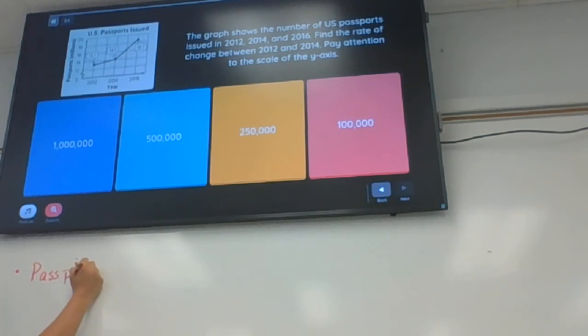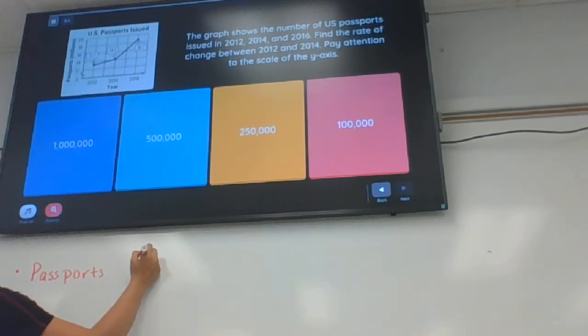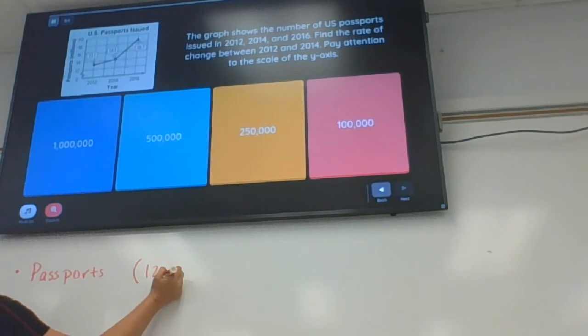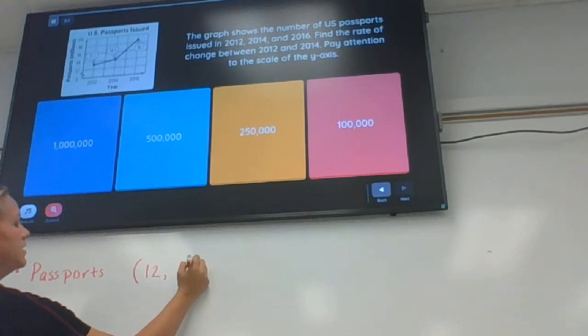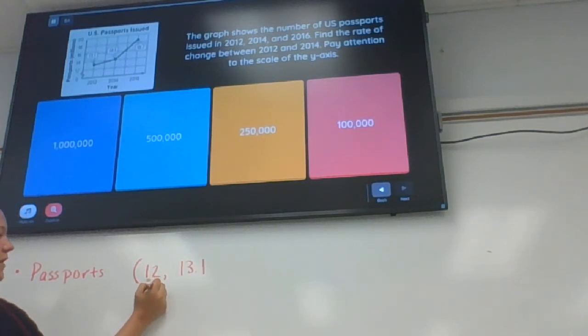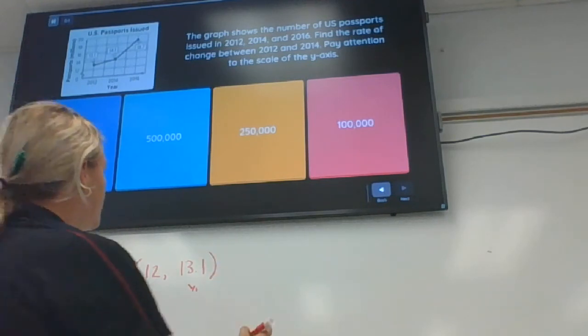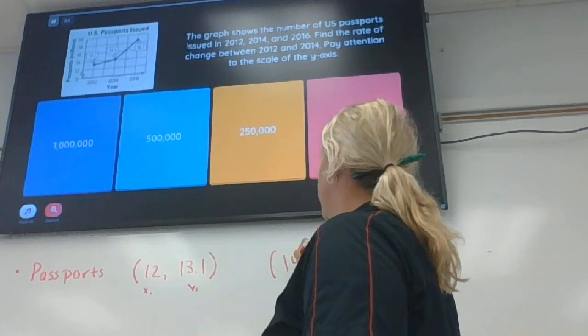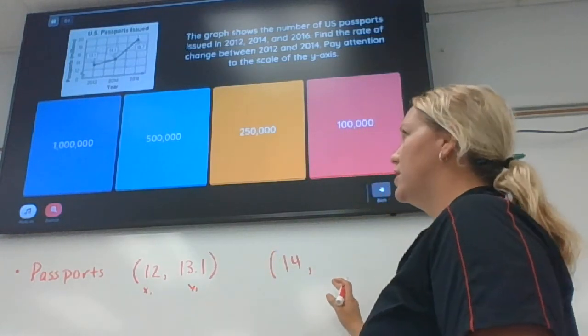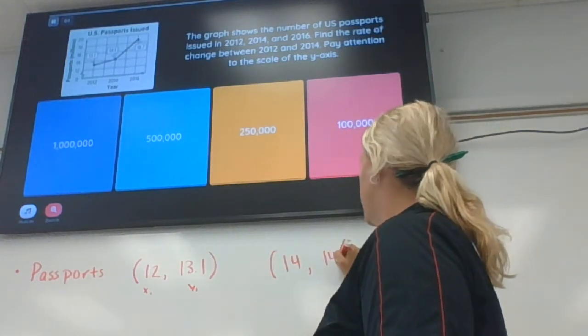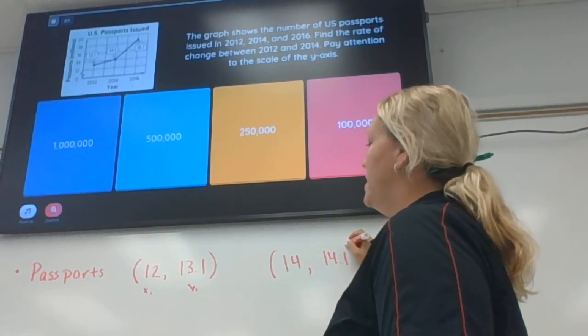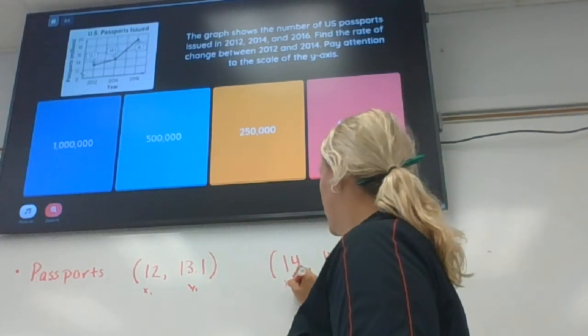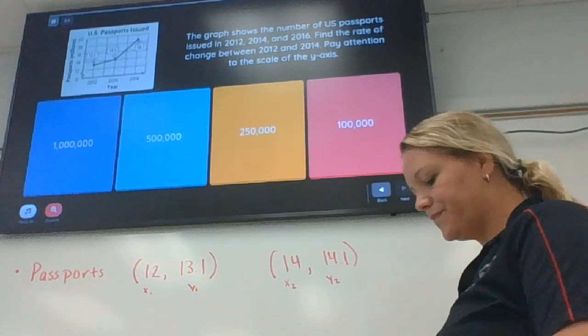Hey, I'll help you guys out. It's kind of hard to see the ordered pairs. So for 2012, the ordered pair, I'm going to call 12, 13.1, and we're going to call that X1, Y1. For 2014, the ordered pair we're going to use is 14. 2 years have gone by, and there was 14.1 million passports. We're going to call that X2, Y2.